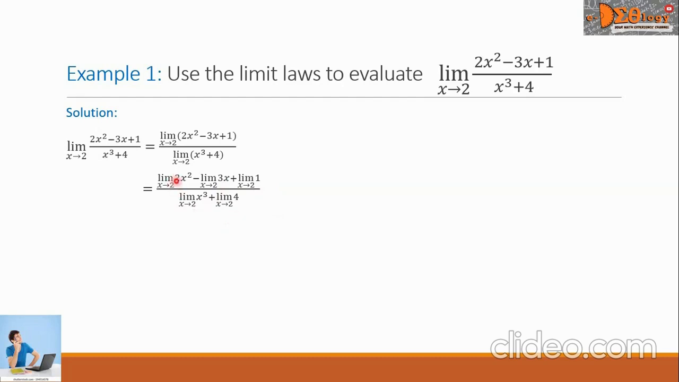Simplifying further, in our numerator, in the expression here, we can show that this constant 2 can be moved out, and we will take the product of 2 times the limit of x squared. We will do the same for this expression.